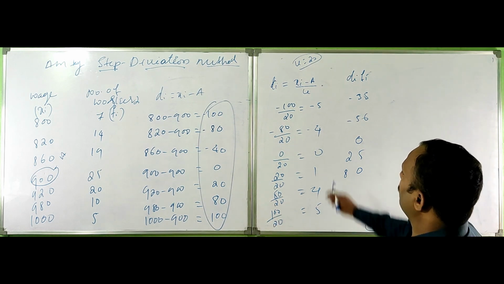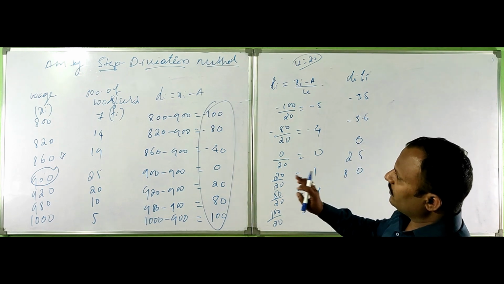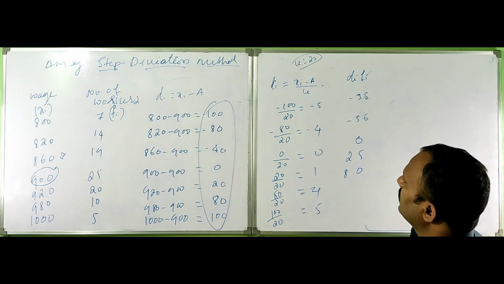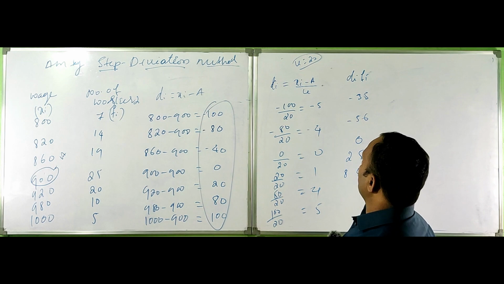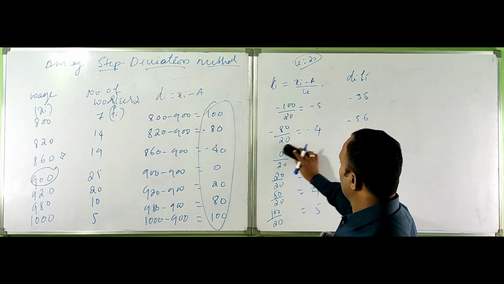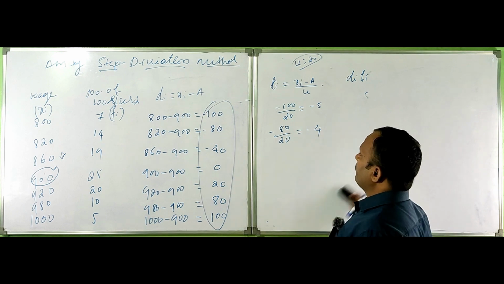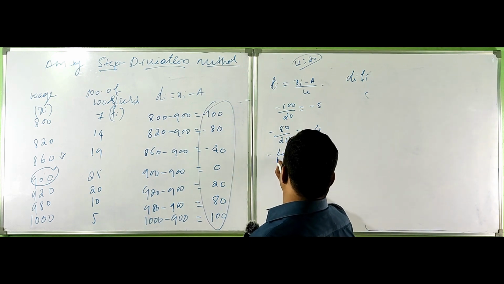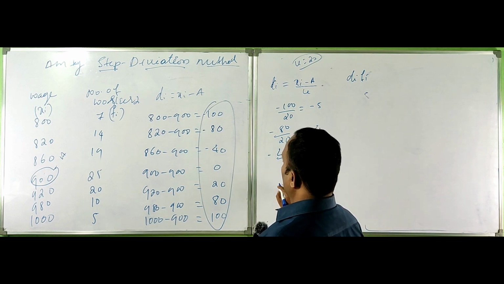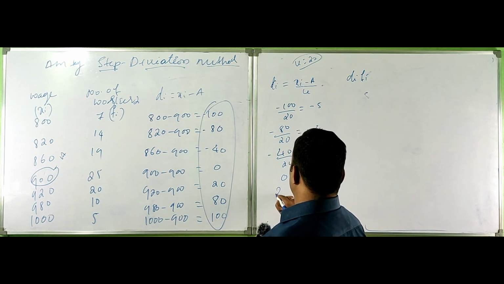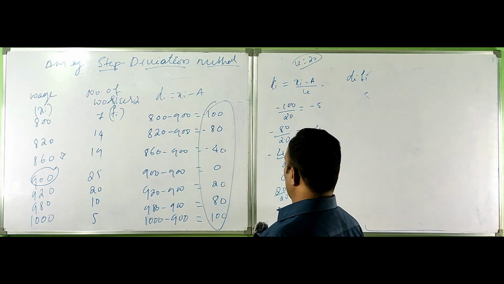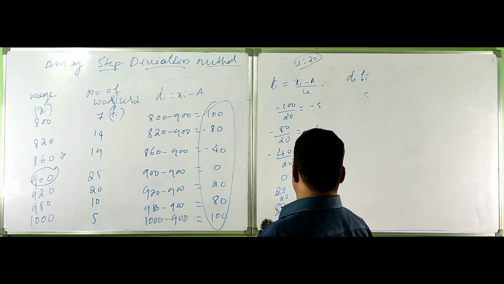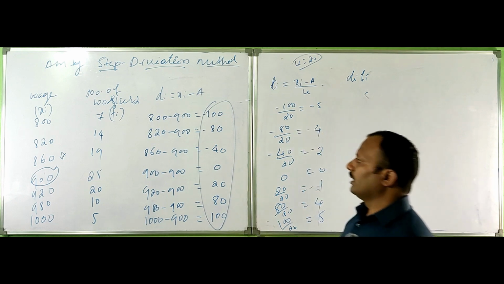Something is missing now. 1, 2, 3, 4, 5, 6, 7 numbers I have to get. 100, 80, 0, 40 we want, right? We missed the 40. Minus 40 by 20 equal to minus 2, 0 as it is, 20 by 20 is equal to 1, 80 by 20 equal to 4, 100 by 20 we have 5. Okay, multiply this.